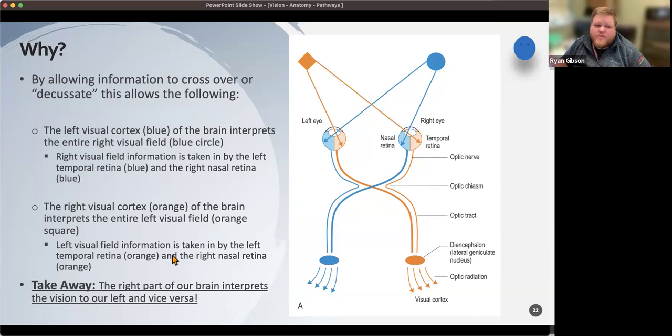And again, that's highly variable between species. So what's the big takeaway? Right brain interprets left visual field. Both eyes see part of the left visual field. And again, you have your binocular zones and then you have your uniocular zones, or monocular zones, depending on which literature.